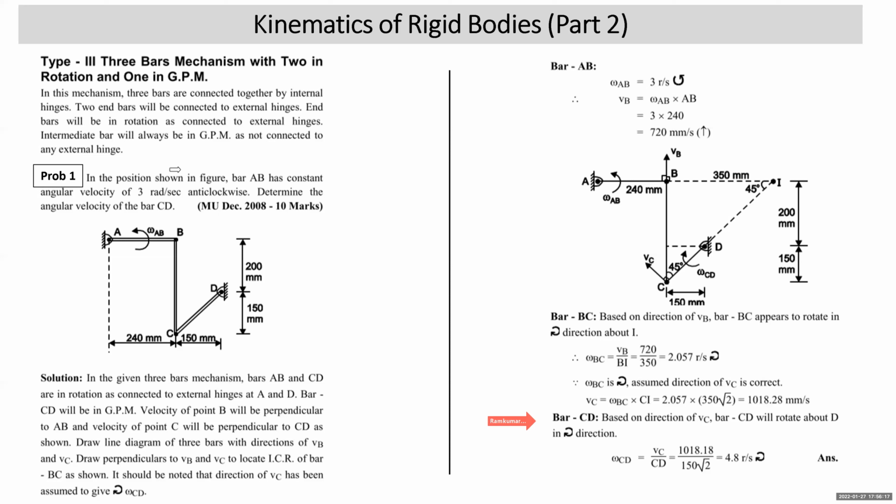We'll solve one more problem. This type of problem is relatively simple because in a three bars mechanism, two bars are in rotation and the middle bar is in GPM.